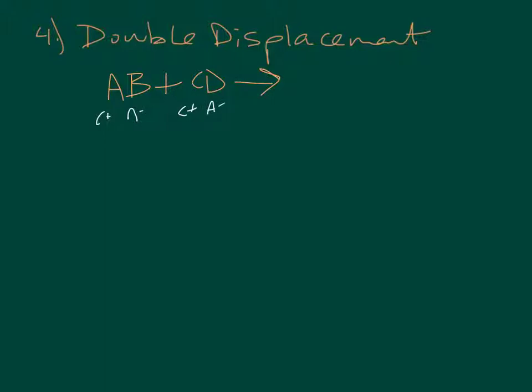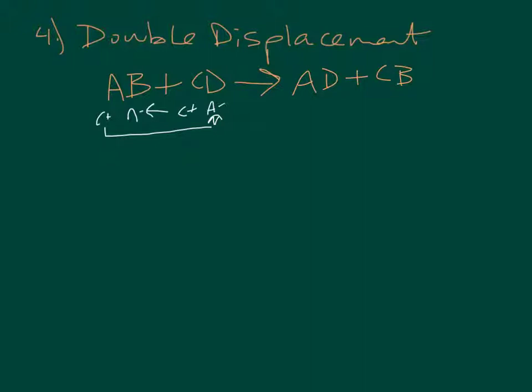All right, so why do we need to know this? Well, for us to be able to determine what the new compounds are in the product side, we want to match up the cation with one compound with the anion on the other compound. So that means that A is going to hook up with D and C is going to hook up with B. And so what we end up with is AD plus CB.